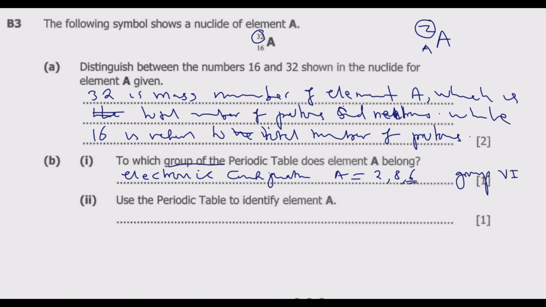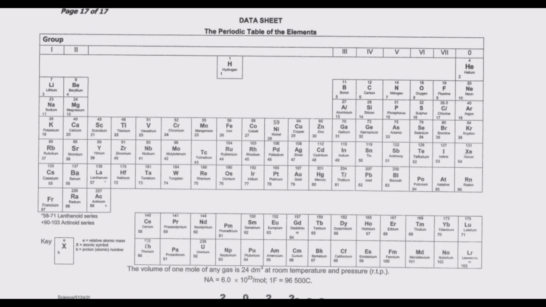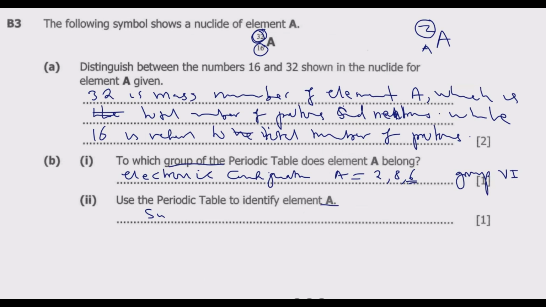Then Roman numeral 2, use the periodic table to identify element A. So we just need to go to the periodic table and look for an element with mass number 32, then proton number 16. We go to the periodic table and in group 6, you notice that we have 32 here, then 16 here. So this is sulfur. So the element is sulfur.